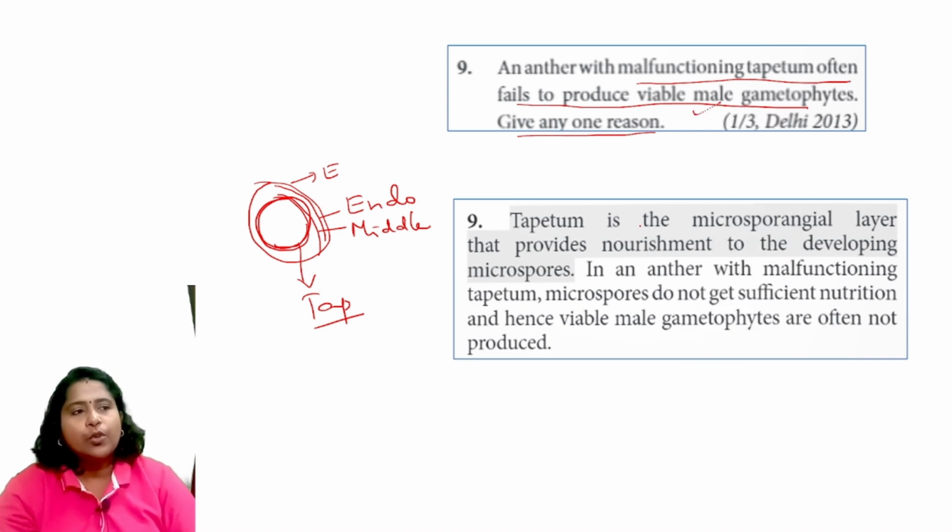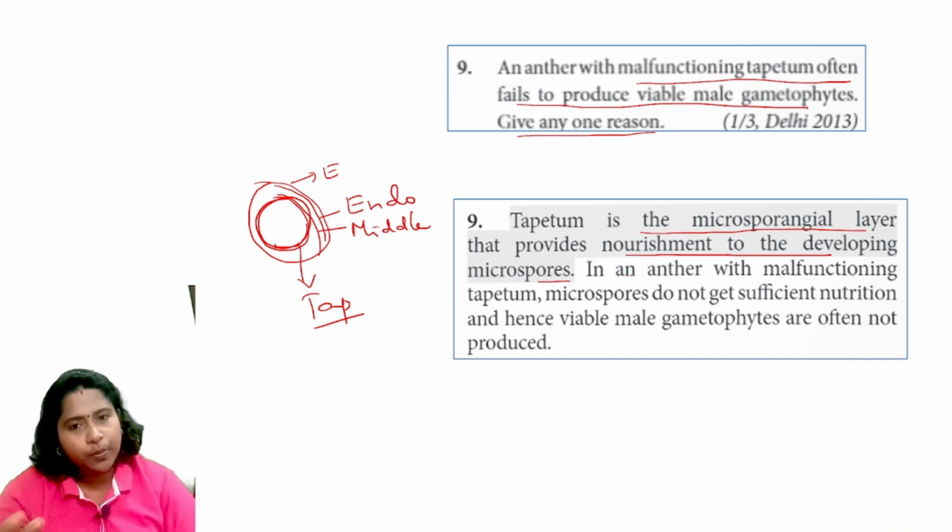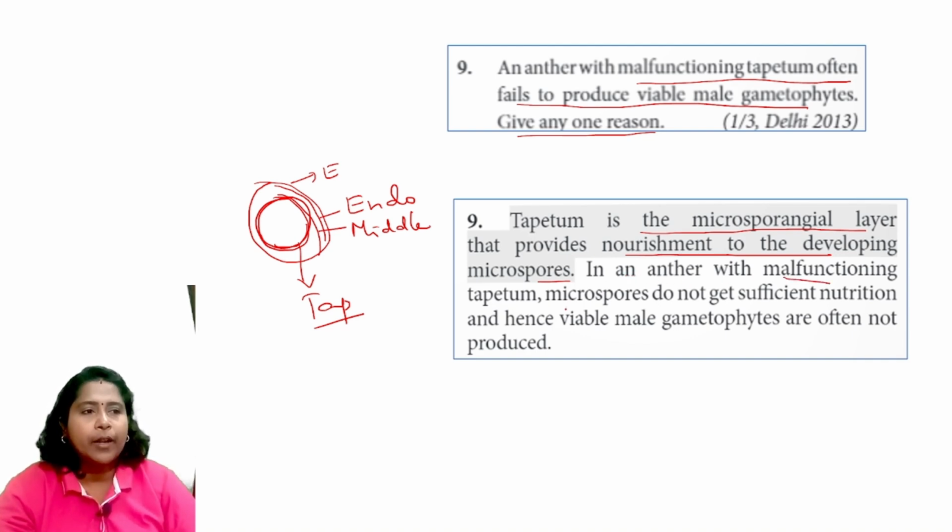What is the reason? Tapetum is the microsporangial layer that provides nourishment to the developing microspore. What you have to write is that it is providing nourishment to the developing microspore. In an anther with malfunctioning tapetum, the microspore does not get sufficient nutrition, so viable male gametes are often not produced.